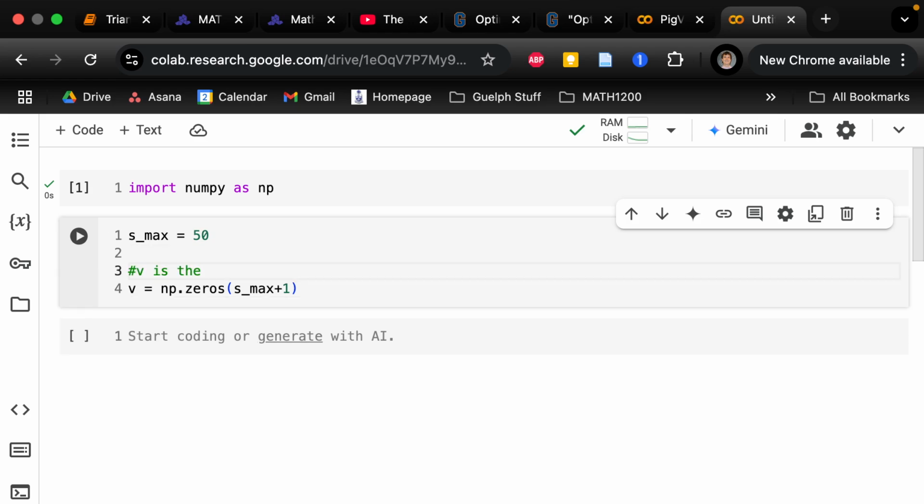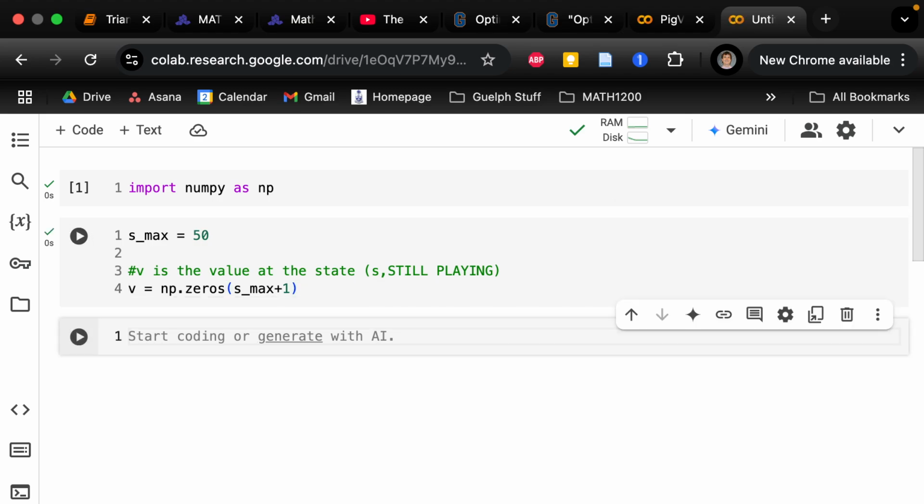V is the value at the state s, comma, still playing. So that's what I mean when I say v. The other part is trivial, so we're not going to write it down. Okay, hopefully that'll run. Okay, that's v. And now I'm going to do value iteration.